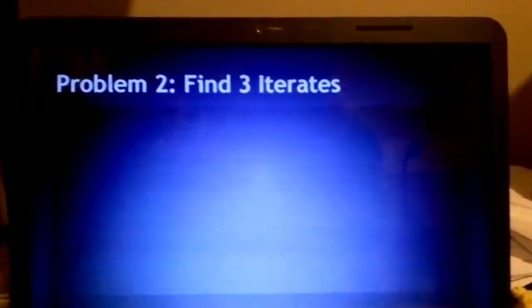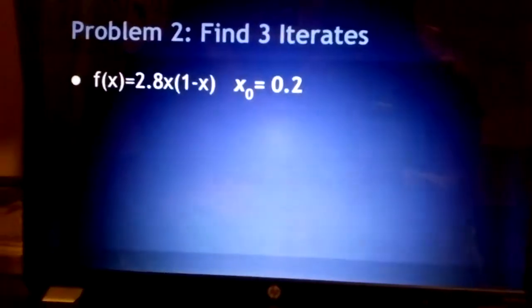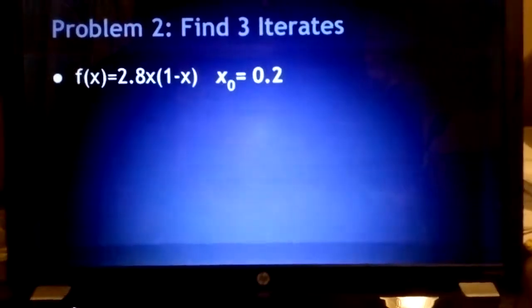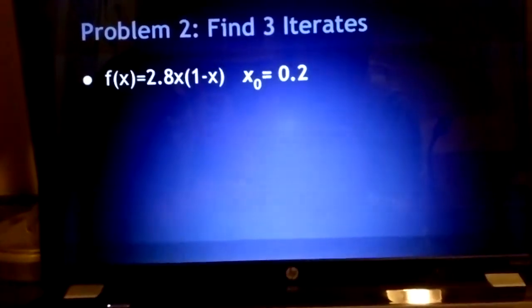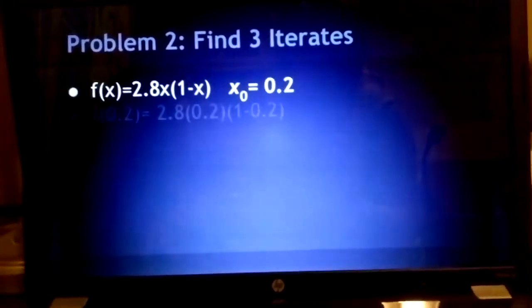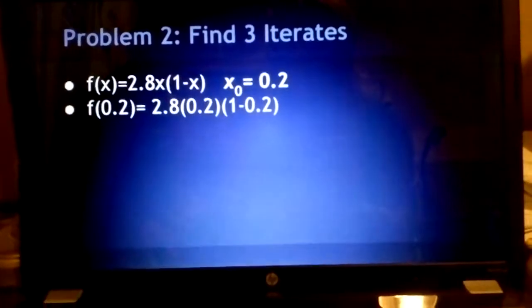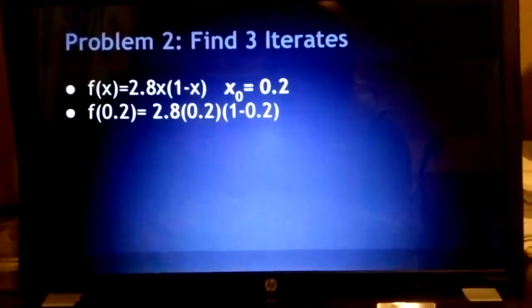So, problem 2, finding 3 iterates. This one's a little more challenging. It gives us a longer equation with decimals in it and multiple x's. And you get x to the 0 equals 0.2. So you have to put in 0.2 wherever you see x. So it would be 2.8 times 0.2 times 1 minus 0.2.